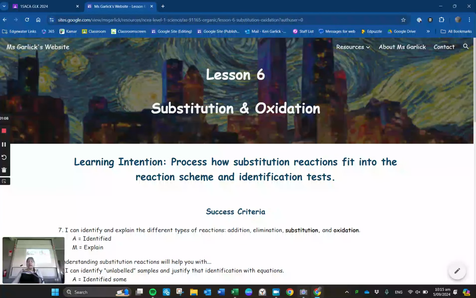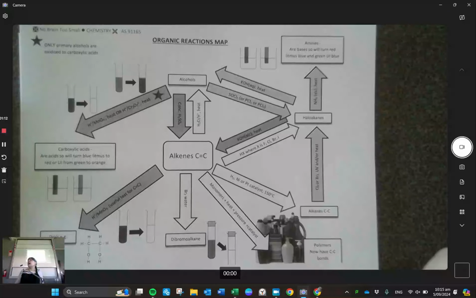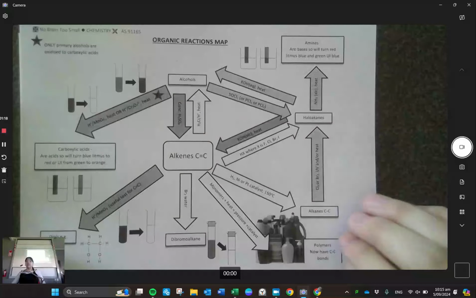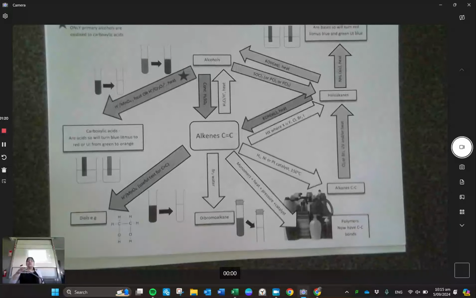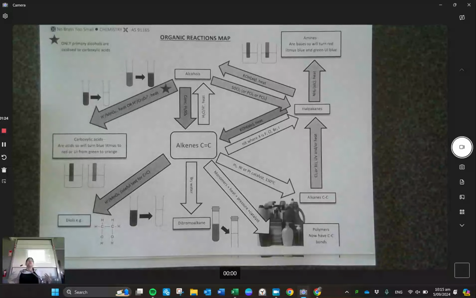What I've provided, and I'm going to hand this out, is a summary sheet of all the reactions and how they interact together. Organic chemistry has lots of intertwined information, and this is a nice little summary of it. This is going to be really useful because one of the questions you're going to get on the exam is a reaction scheme question.